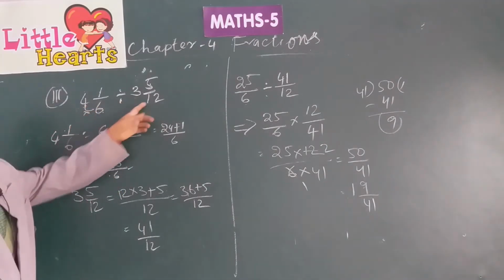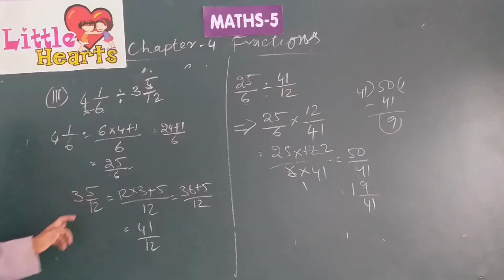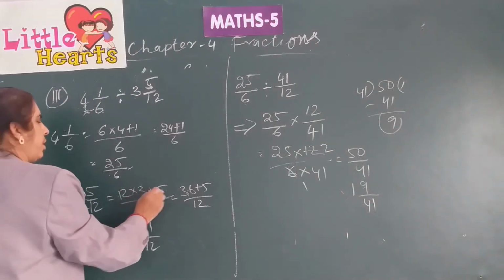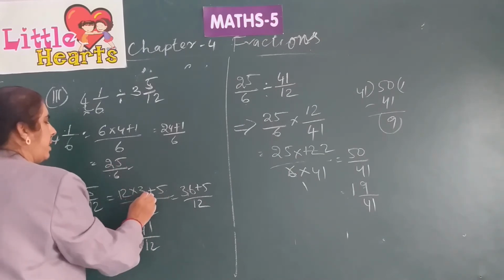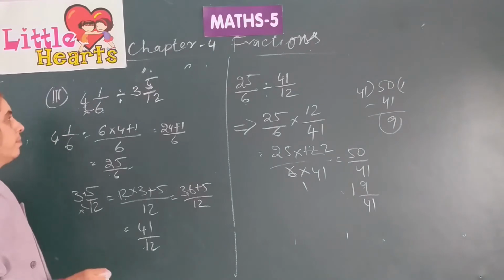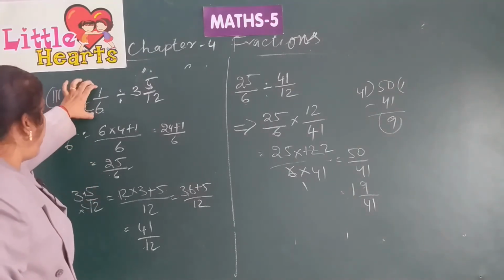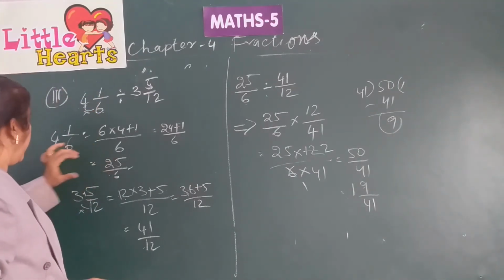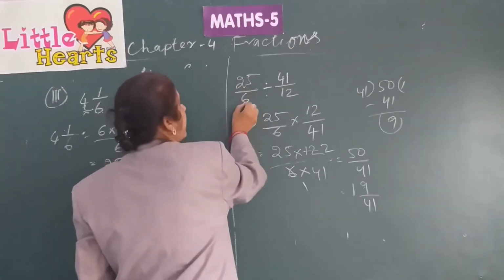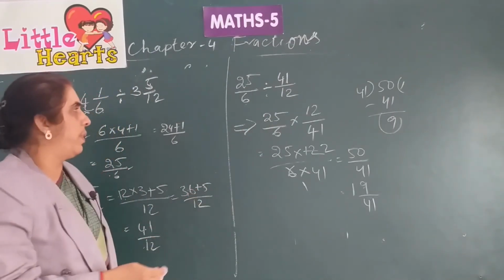Now take the fraction 3 5 by 12. So 12 into 3 plus 5 by 12. 12 3s are 36 plus 5 by 12, that is 41 by 12. Now take, instead of 4 1 by 6, take 25 by 6. And instead of 3 5 by 12, take 41 by 12. 25 by 6 divided by 41 by 12.